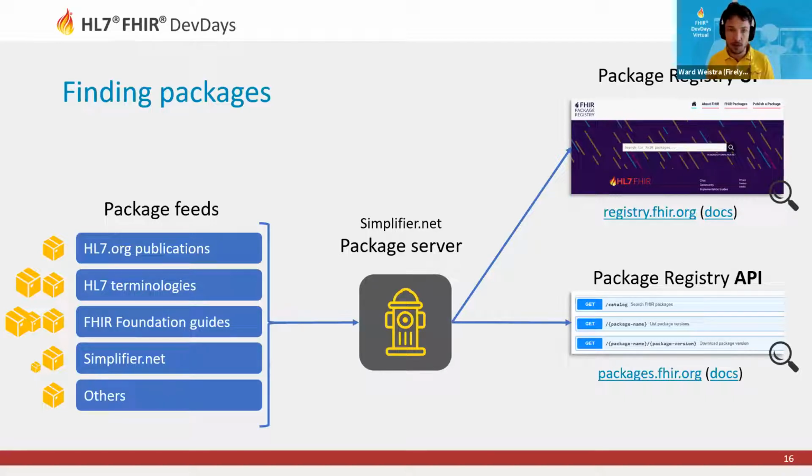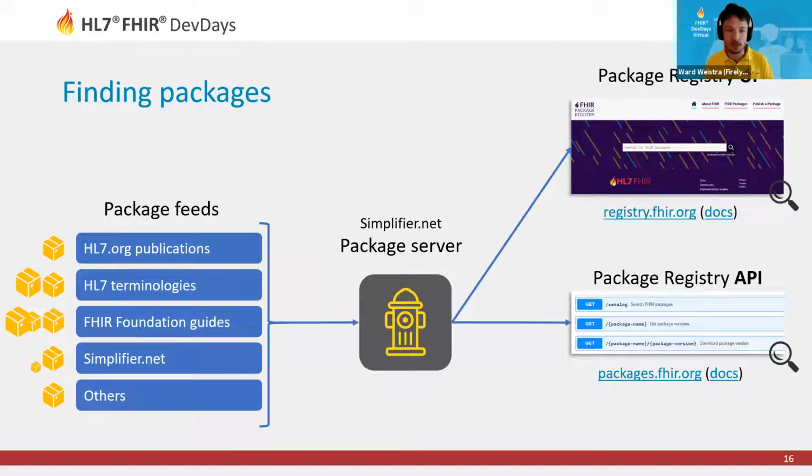And how this works is that there are many different package feeds. All these feeds are just like RSS feeds that list all the different packages in the world, and those are picked up by the package server. Those feeds come, for example, from hl7.org. So the core FHIR specification will be in there, or US Core, for example. There will be terminologies published via HL7. The FHIR Foundation is still publishing some packages. And then there are many coming from Simplifier.